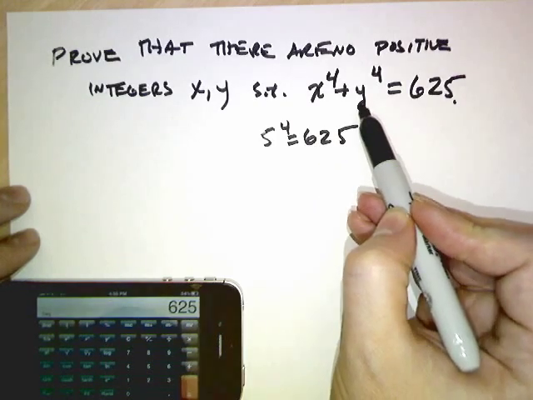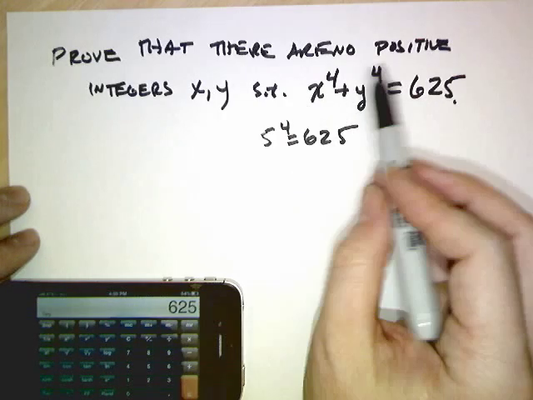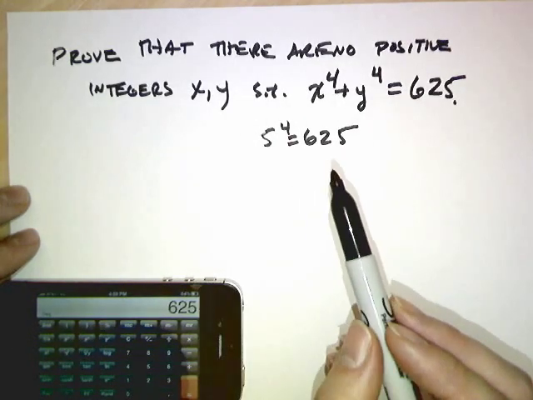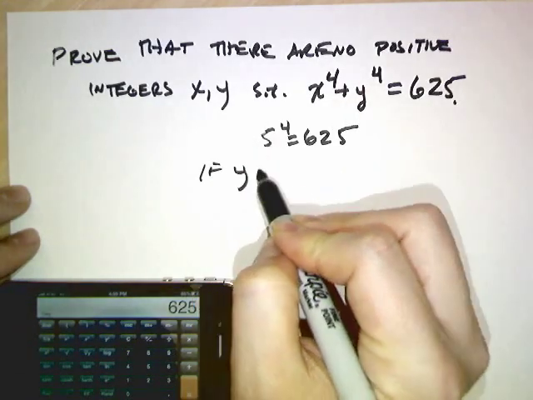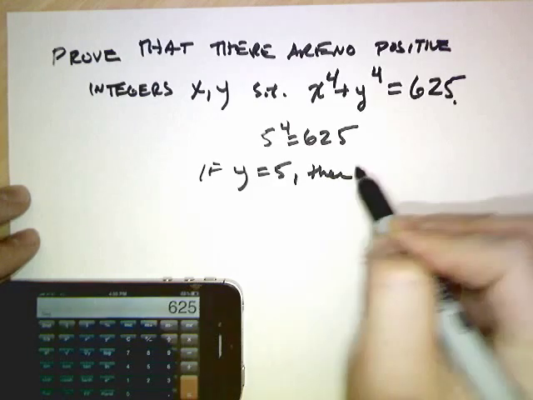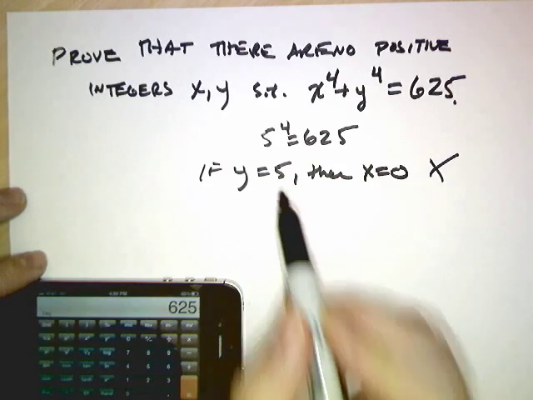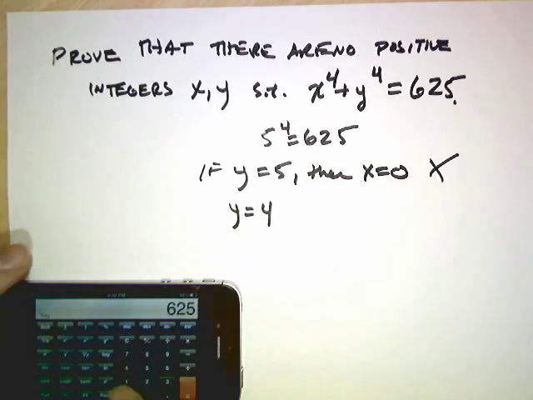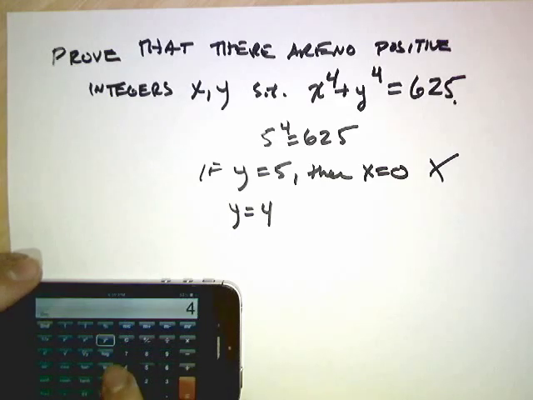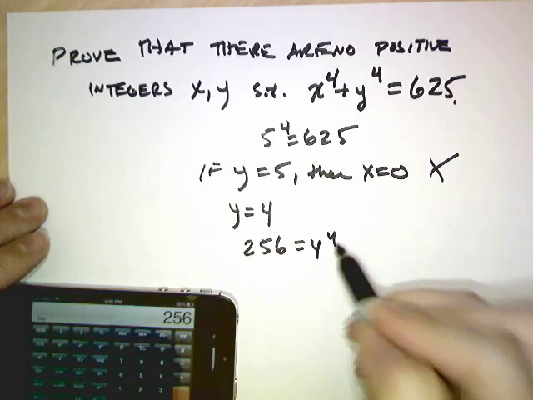So if y is 5, x has to be 0 for this to be a solution, but we said that x and y both have to be positive, greater than 0. So if y is 5, then x has to be 0, and this doesn't work. We need both x and y to be greater than 0. Okay, so y equals 5 doesn't work. How about y equals 4? Well, if y equals 4, 4 raised to the fourth is 256.